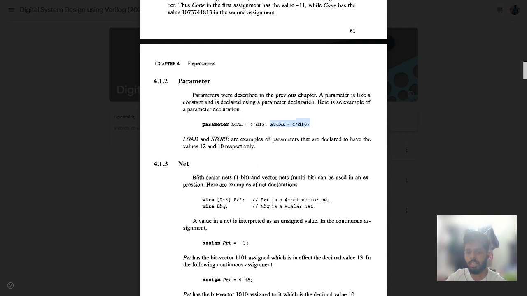Net. What are net types? Both scalar nets and vector nets can be used in an expression. Here is the example of a net expression where PRT 0 to 3, where PRT is a 4-bit vector net, and BBQ is a scalar net.